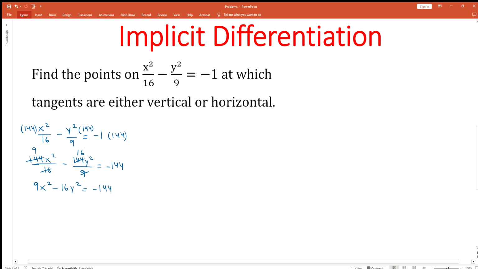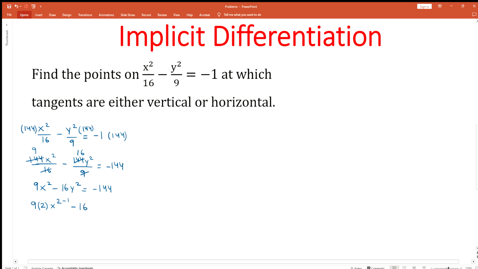Now we can find dy over dx for this simplified equation. We have to find the derivative of all terms in this equation with respect to x. In the first term, 9 is the coefficient of the term, so it will stay as it is. The derivative of x squared as per the power rule is 2x. We should move the exponent 2 to the front of the term and subtract 1 from 2 in the exponent.